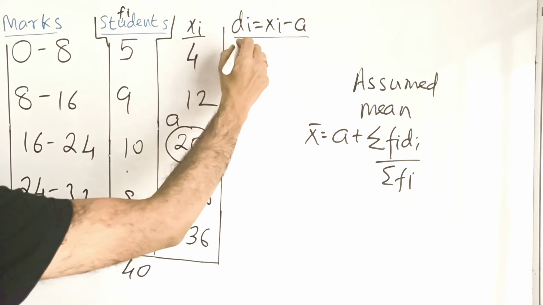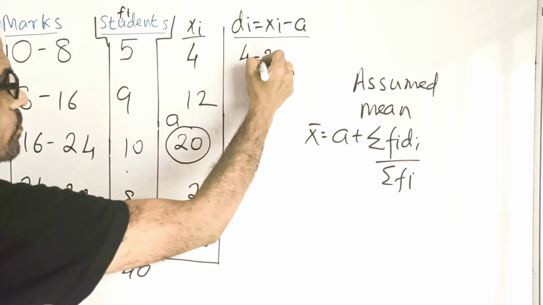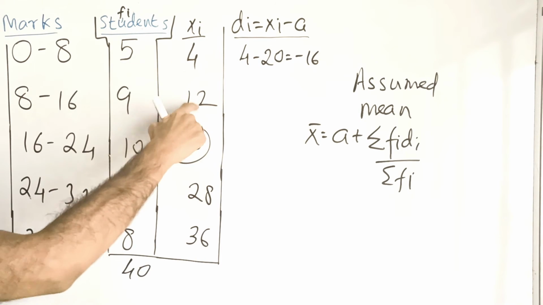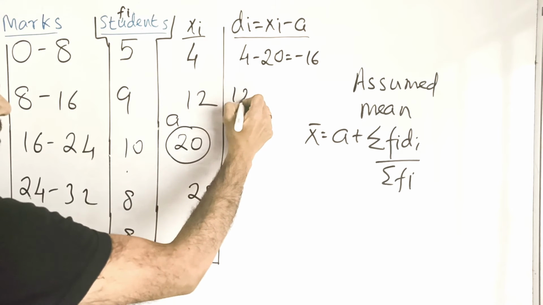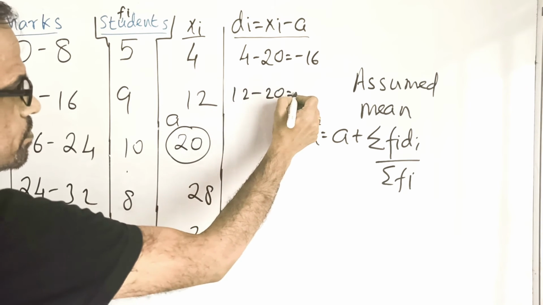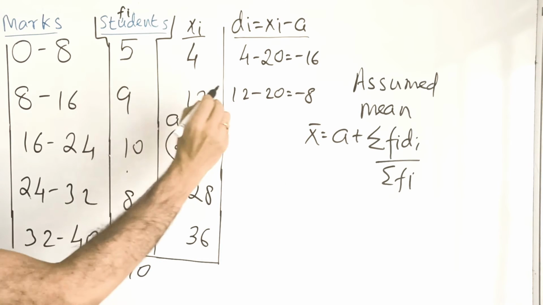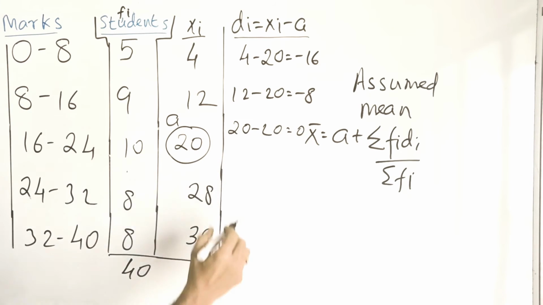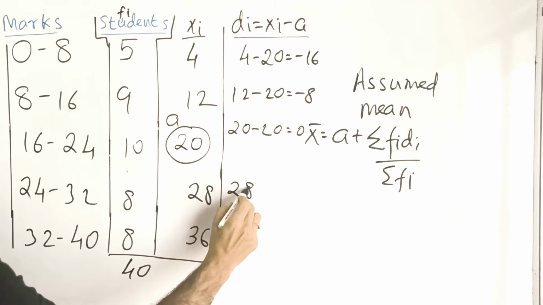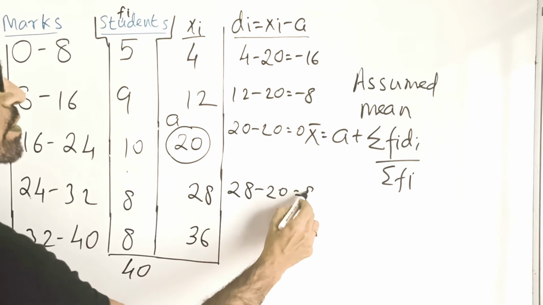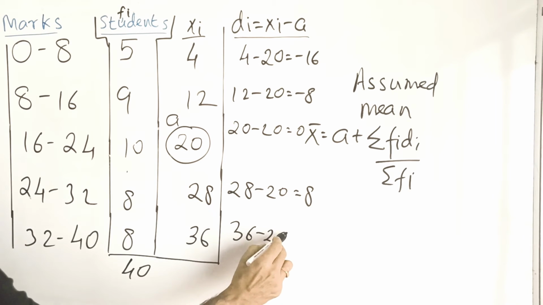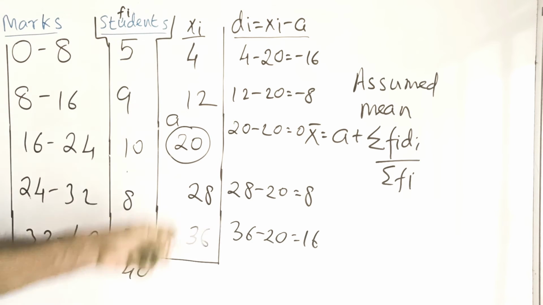A is 20. So for each term, for the first term 4 minus 20, it is minus 16. Xi minus a means 12 minus 20, so it is minus 8. Now 20 minus 20, xi minus a, that is 0. Or 28 minus 20, it is 8. 36 minus 20, it is 16. Okay students, so this is the deviation.